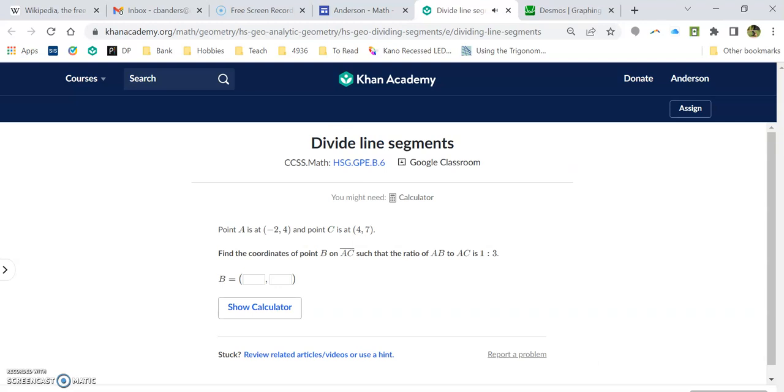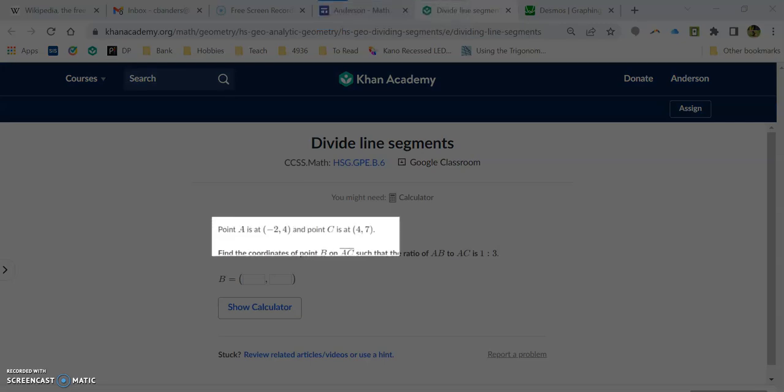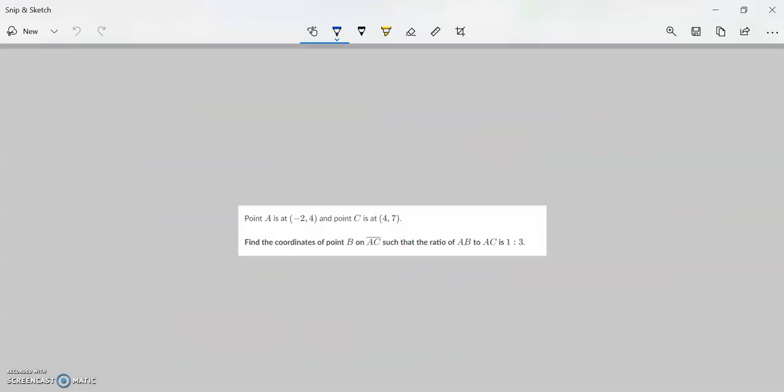Okay, so once again, let me snip this. Boom. All right, so A to B. So once again, this is a little different than the last one. Make sure you're careful about this. A to B is 1 length, and then AC is 3. So really, like last time, we actually had to add the numbers up because there was a B in here. This time it's A to C.